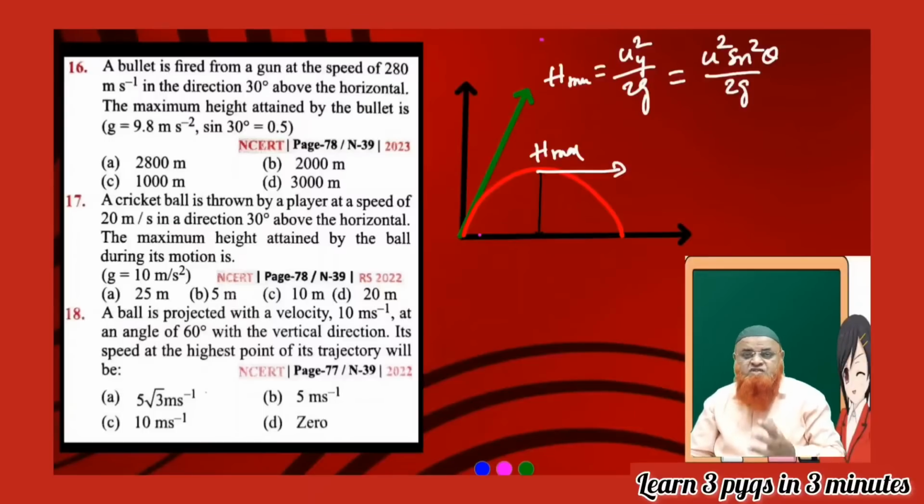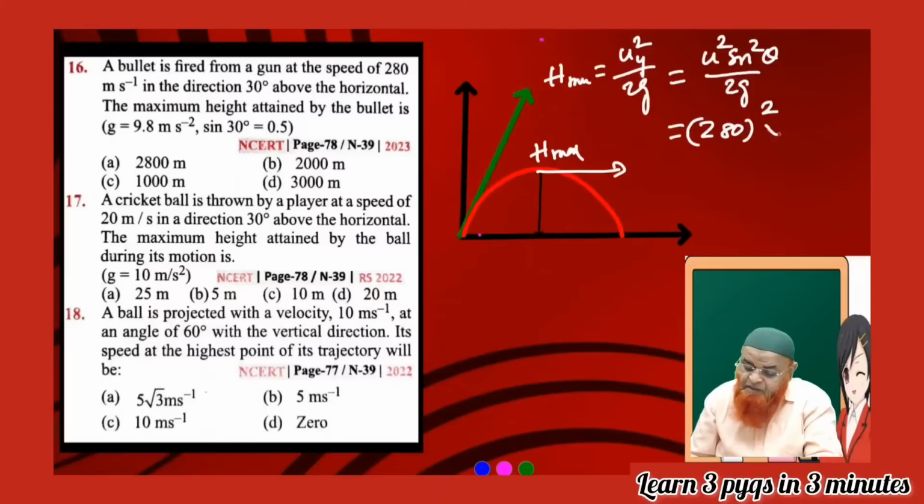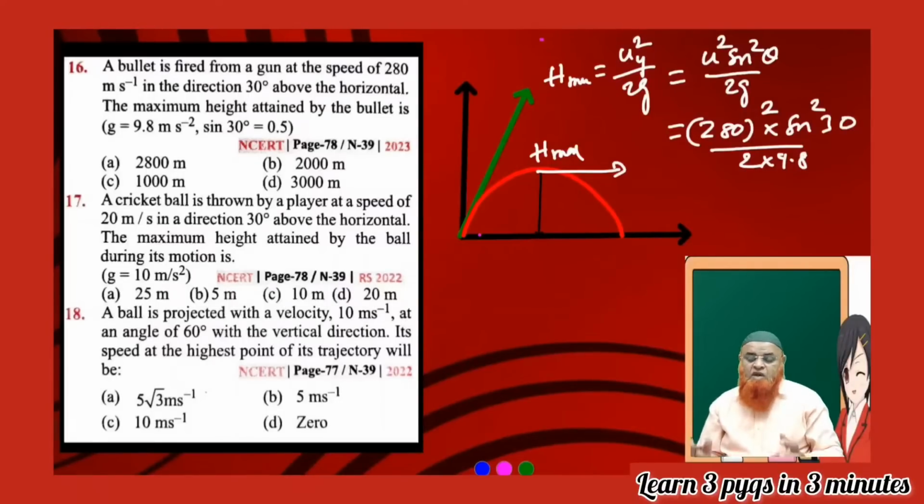That's it. This formula, if you apply here, you can solve these two questions, that is the 16th and 17th question. Let me apply the formula and show you. Here u is given in the first, that is 280. So 280 whole square into sine square 30 divided by 2 into 9.8. If you solve this one, you will get the answer here by using that formula.